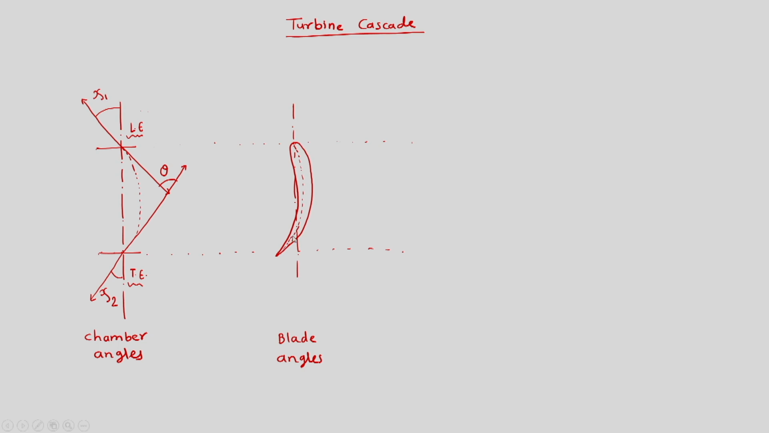So this is our aerofoil. Now this is the camber line. For the camber line, again we can make one tangent at the inlet and one tangent at the outlet.